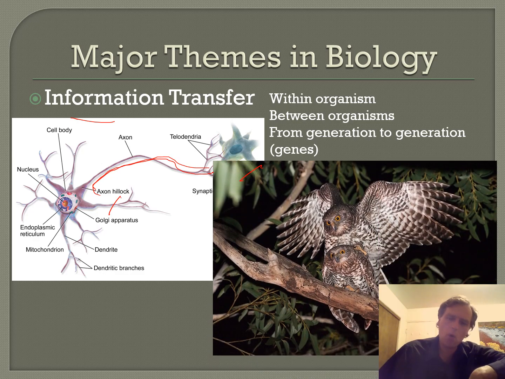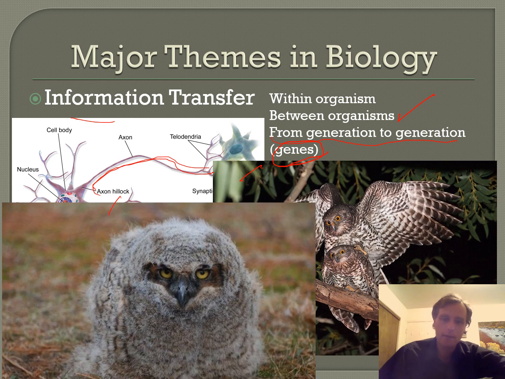Between organisms, well, I'm not sure if these two owls are exactly communicating with each other, but they are definitely about to transmit their information from one generation to the next generation, and that is specifically in the form of genes. That's the only thing living critters can transmit to the next generation. And they can also make a whole bunch of noise between individuals, and that's definitely information transfer between different organisms. People are pretty good at that.